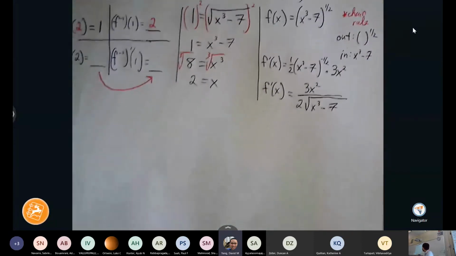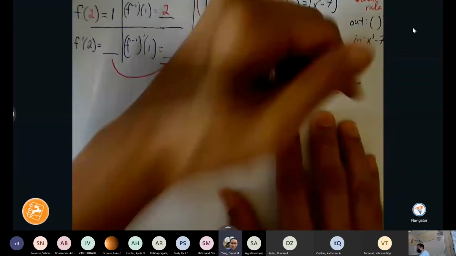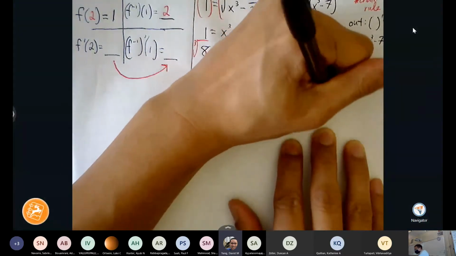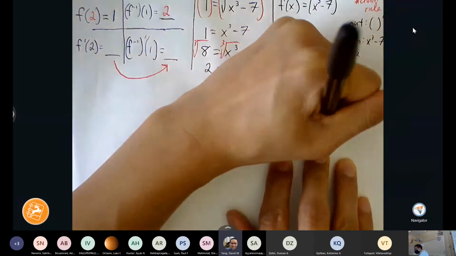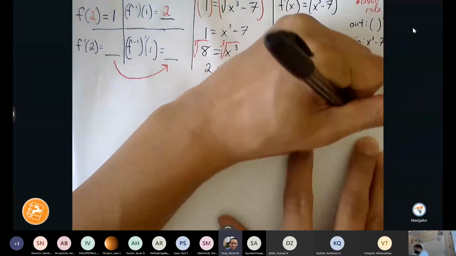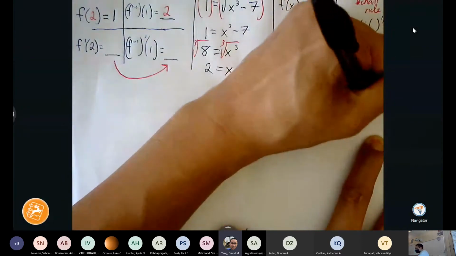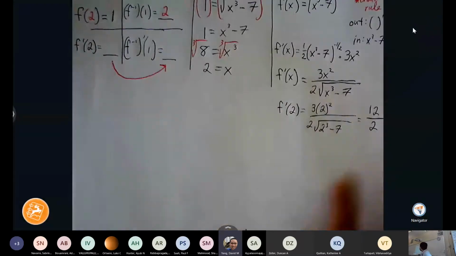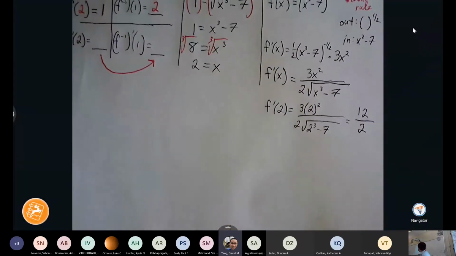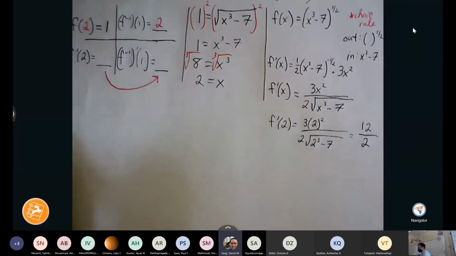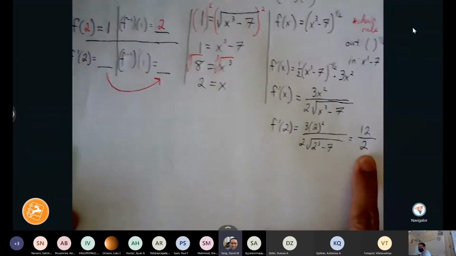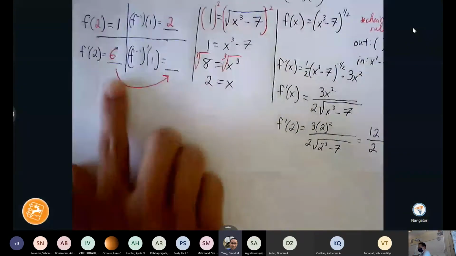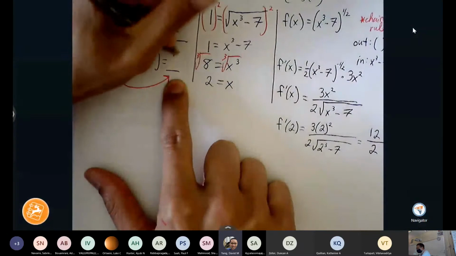All right, so there's my cleaned up derivative. I'm going to find the slope of the f graph at 2. Three times 4, that's 12. 8 minus 7 is 1. Square root of 1 is still 1. 1 times 2 is 2. So my slope ends up being just what? 6. So if my slope of the f side of things is 6, then the slope of my inverse side is going to be 1/6.